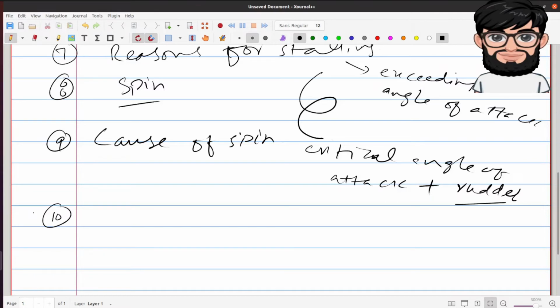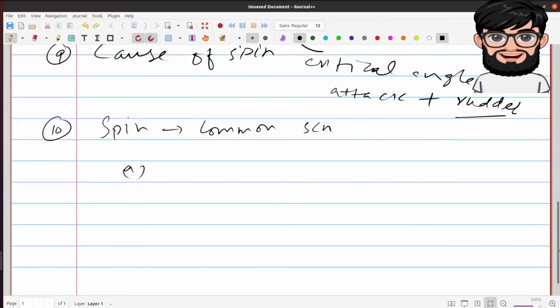So again, when are spins most likely to occur? The spin, common scenarios. Number one, again, a spin can occur at any time, but normally they occur when... So one thing is the engine failure when you are taking off. The engine failure on takeoff during climb out is a very common scenario where the spin does occur.